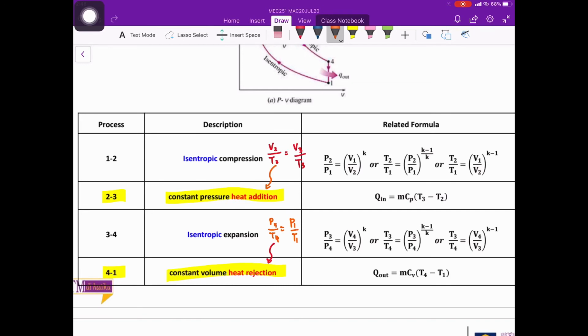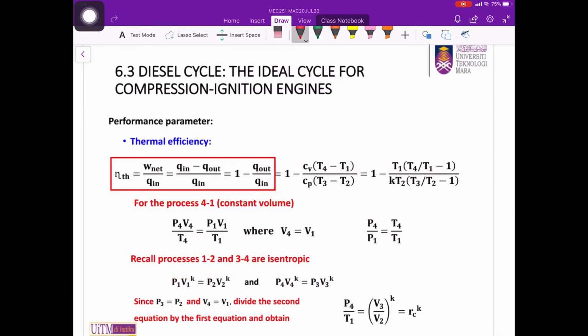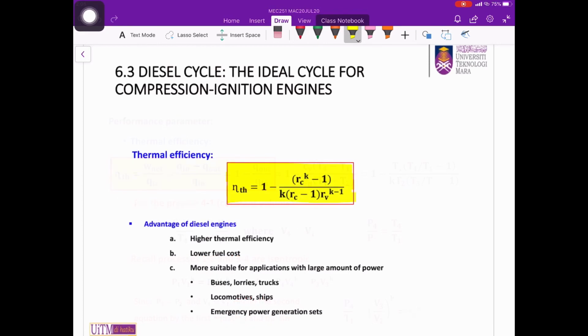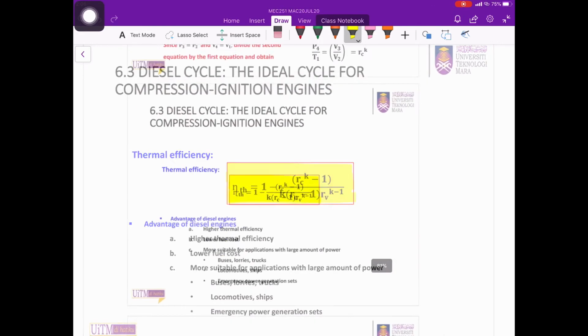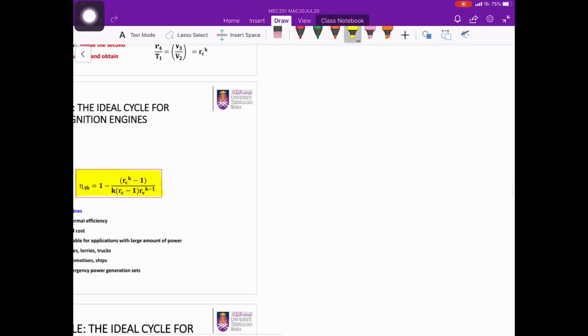For the thermal efficiency, it is given by this equation. We can derive the thermal efficiency formula to have this expression. This will be the derivation for your perusal.